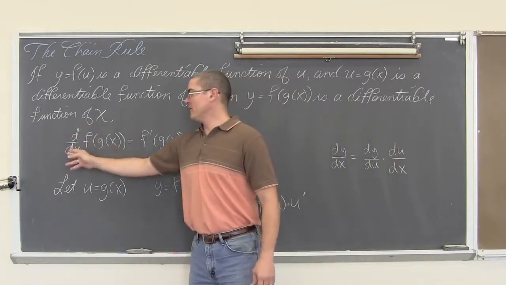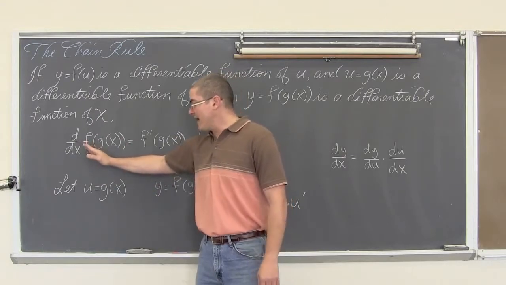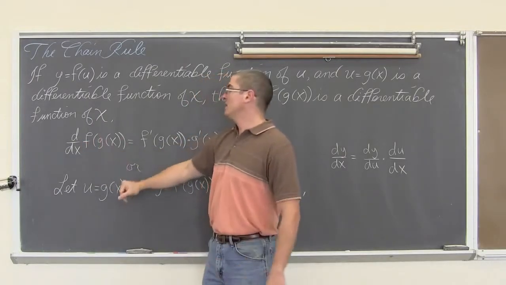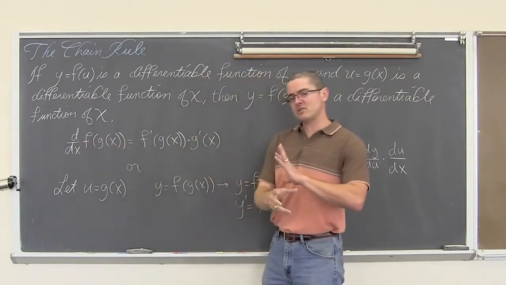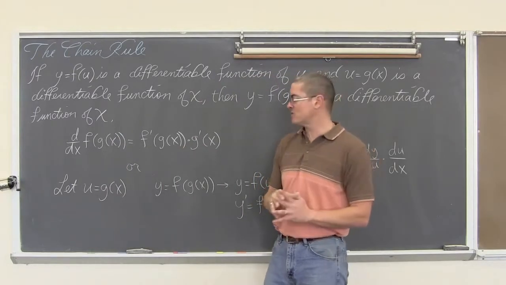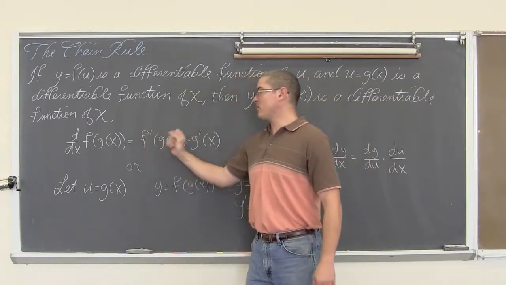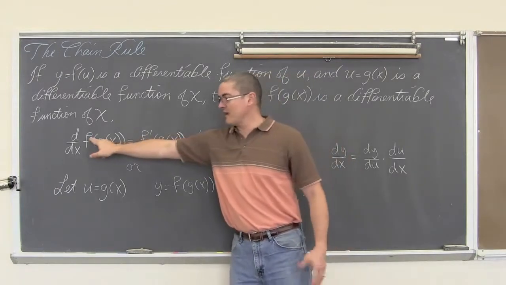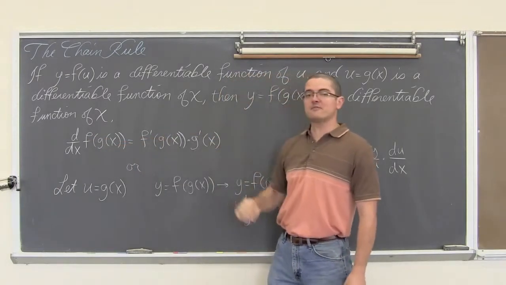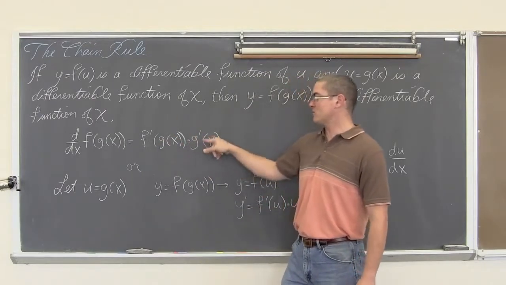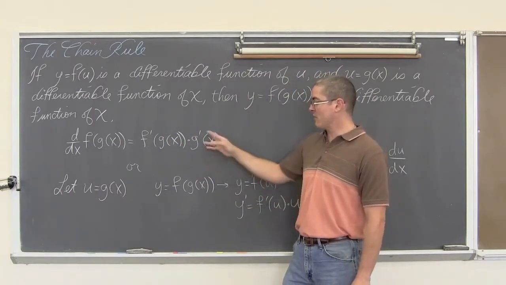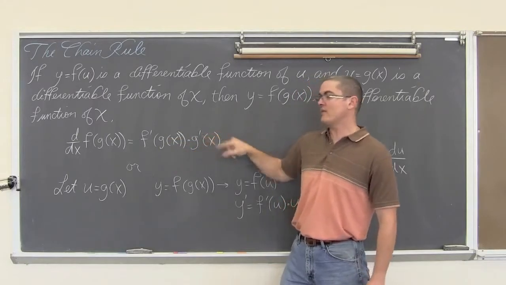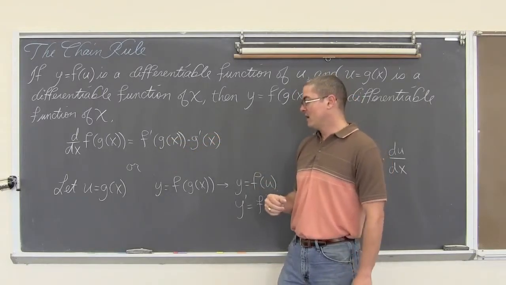So, the derivative with respect to x of f of g of x, going back to our old concepts of composite functions, is equal to f prime of g of x. So we found the derivative of the outside function and left the inside function alone, and then multiply by the derivative of g of x, where we actually take that inside function out and find its derivative.